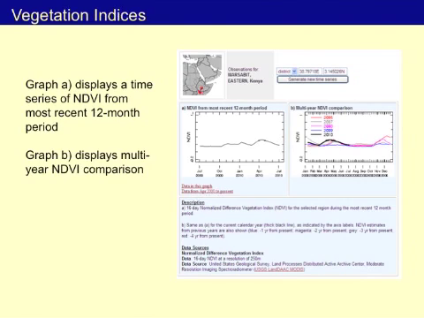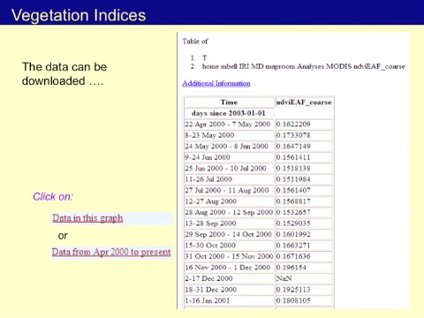In this example, I selected the district called Marsabit in eastern Kenya. If you want to download the data that are present in Graph A, you can click on the link Data in this graph or Data from April 2000 to present. You will obtain a list of NDVI values for each 16-day period starting in April 2000 to present.